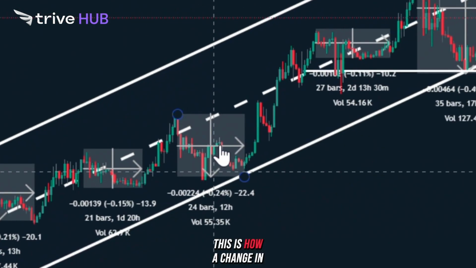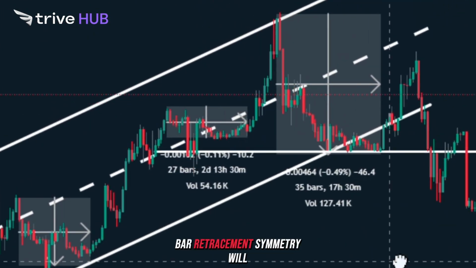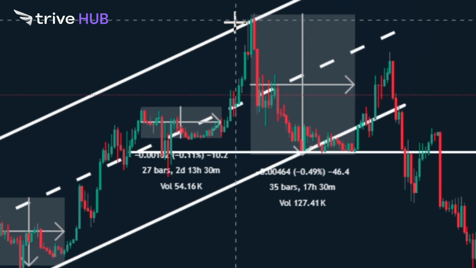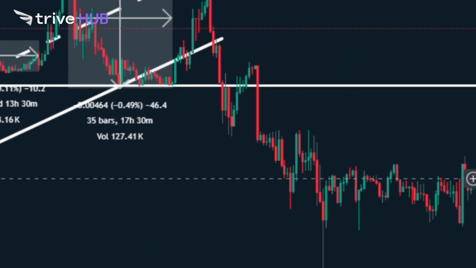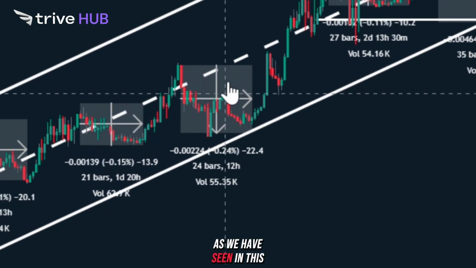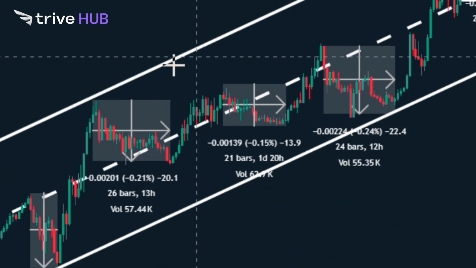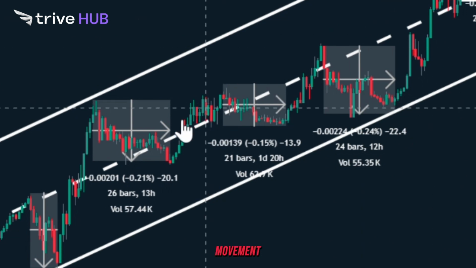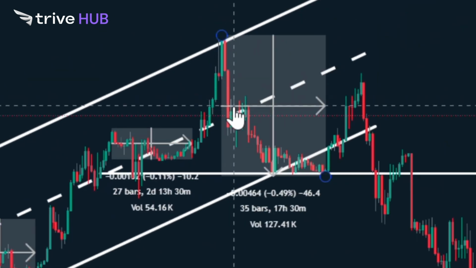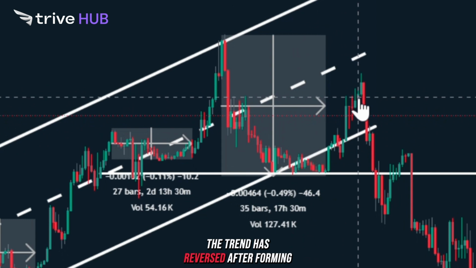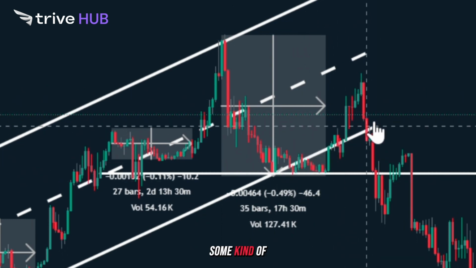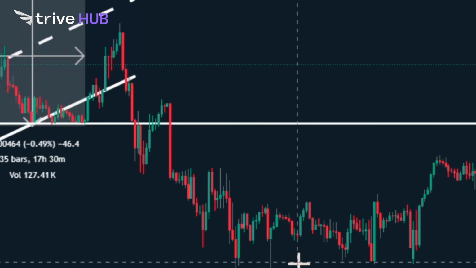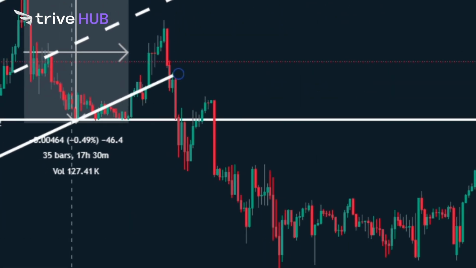So this is how a change in bar retracement symmetry will give you an early indication of a change in trend. If the symmetry is maintained, as we have seen in this particular area where the symmetry is the same, we are seeing a good up movement. But when this symmetry broke down, the trend reversed after forming some kind of lower high structure and broke below the previous swing low. So we are seeing a good trend change here.